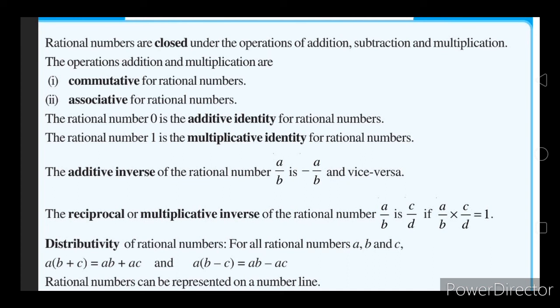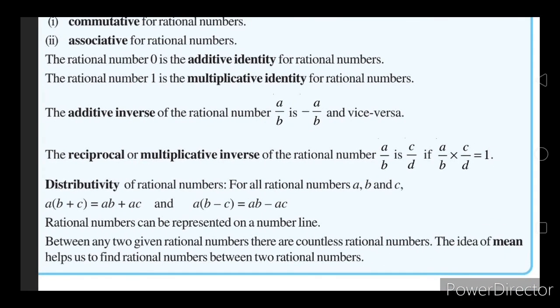Then comes the distributivity of rational numbers: for all rational numbers a, b and c, a multiplied by b plus c is equal to a into b plus a into c, and a multiplied by b minus c is a into b minus a into c. Rational numbers can be represented on a number line. We can represent any rational number on the number line, as we have discussed earlier. Between any two given rational numbers, there are countless rational numbers. Countless means infinite.